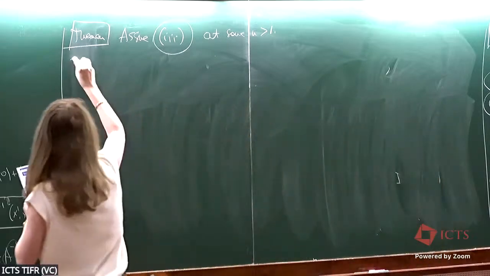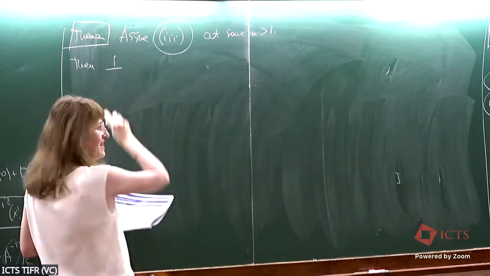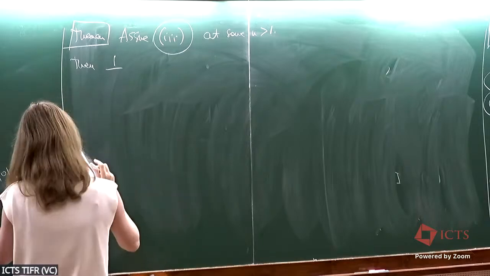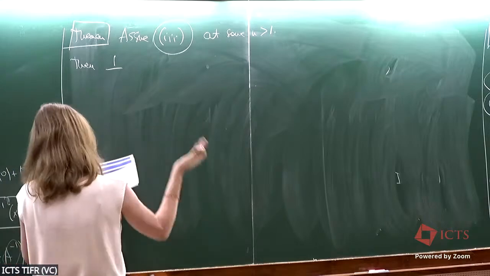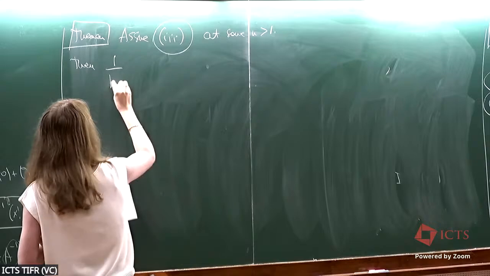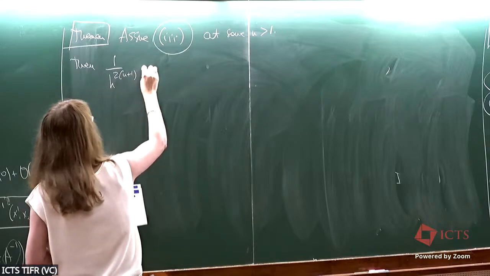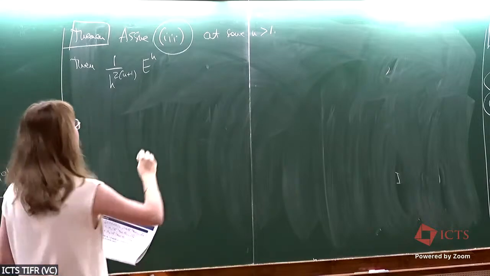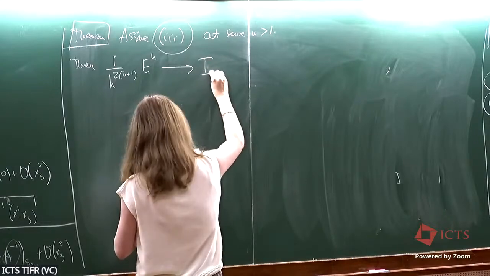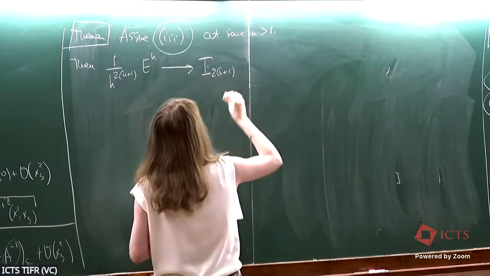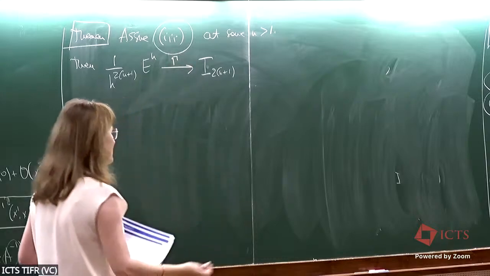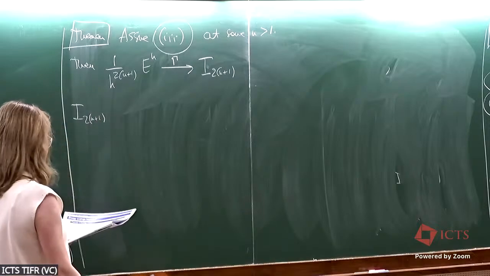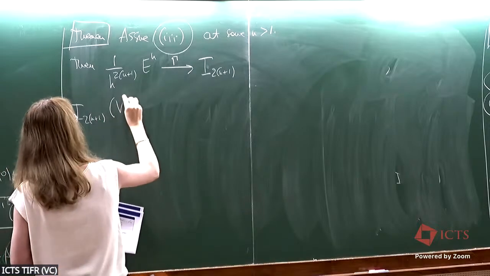Then, okay, sorry, I have to rush. This is the last thing. Then 1 over h to power 2n plus 2 E^h, right? That's what I want. Gamma converges to I_{2n+2}. And I will tell you what it is. So I_{2n+2} is defined only on V.